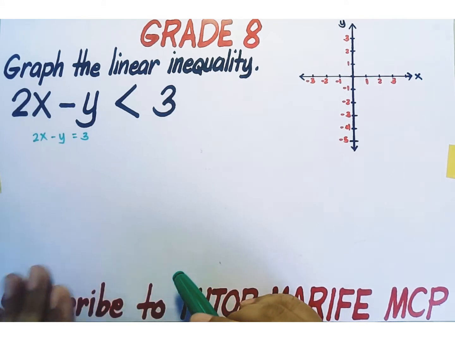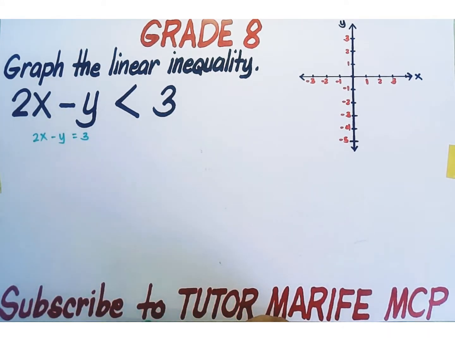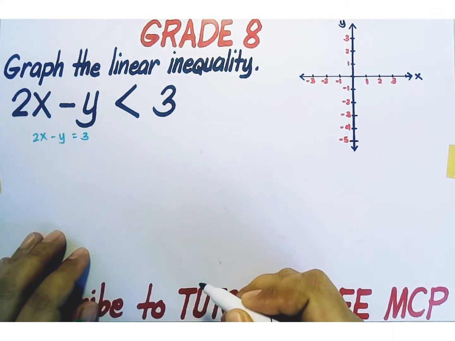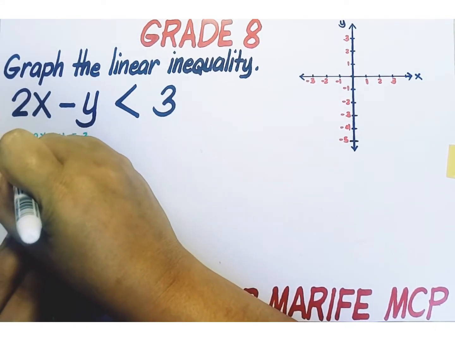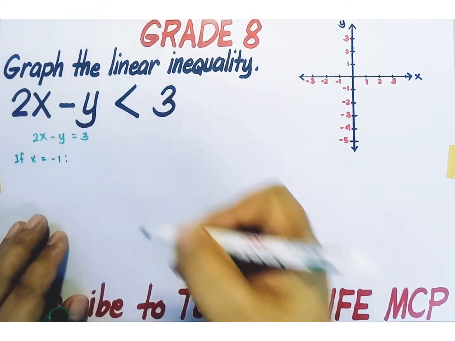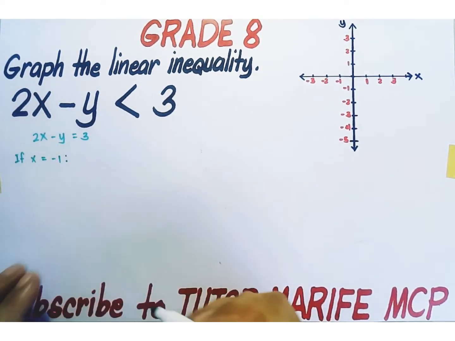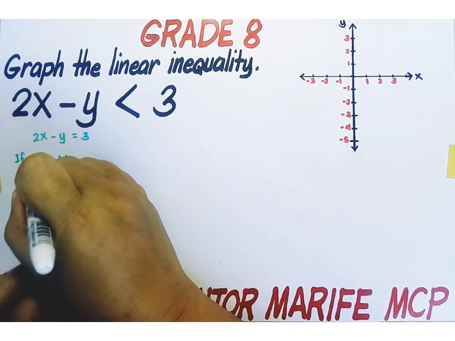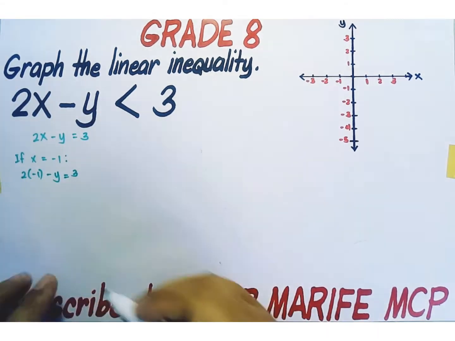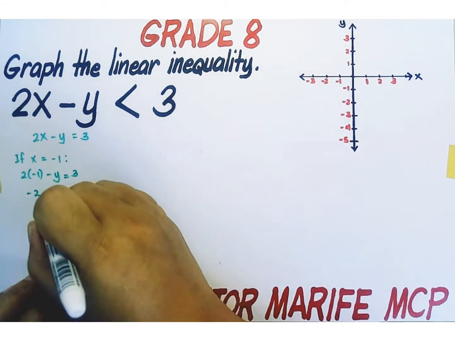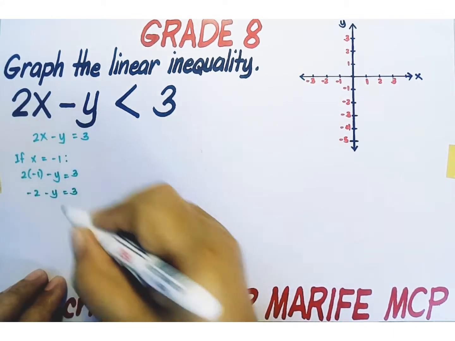In finding 2 points, you can pick any value of x. So for my first point, I will choose a negative value for x. I will choose x is equal to -1 and then solve for the corresponding y coordinate. If x is equal to -1, replace x with -1 and solve for y. 2 times -1 minus y equals 3. 2 times -1 is equal to -2 minus y equals 3.